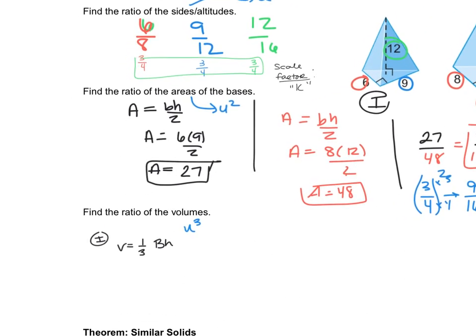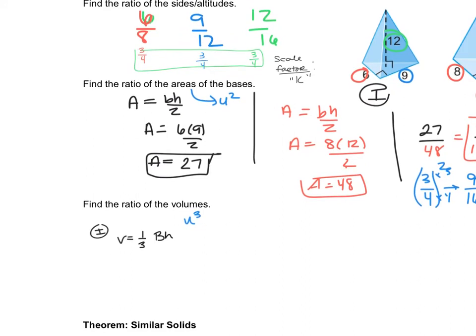Pyramid 1, the area of the base we found before was 27. So we're just going to substitute that in for B. So volume equals 1/3 times 27 times our altitude of 12, or our height of 12. We're now going to plug that into our calculator. So volume equals 1/3 times 27 times 12, which is 108.